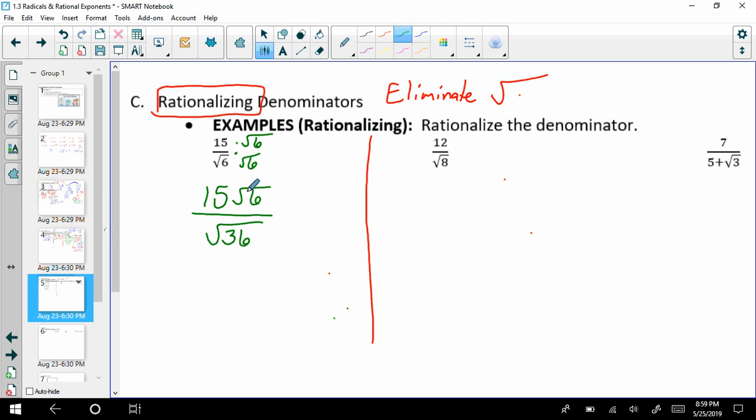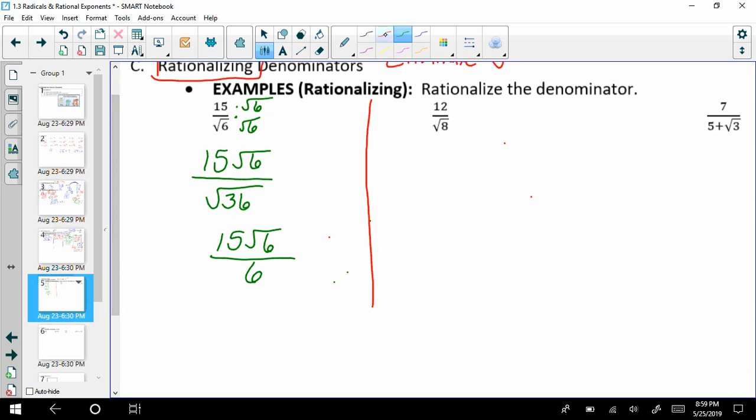And the whole reason why it works just to multiply it by itself is because it turns into a perfect square. The square root of 36 is 6. And the last thing that I would want you to do is to simplify your fraction if it can be. We can simplify the 15 over 6. What is the biggest number that goes into 15 and 6? And it would be a 3. So my fraction would simplify to 5 over 2, but I still have square root 6 up top.